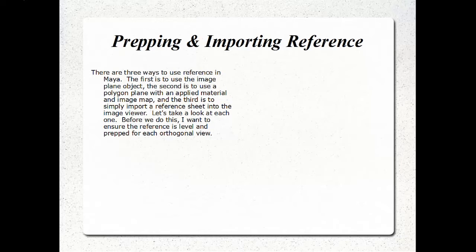That's the old way of doing it. And the third is to simply import a reference sheet into the image viewer, so just having images floating around and looking at it. Let's take a look at how each one works. And before we do this, I want to ensure that the reference is level and prepped for each orthogonal view.